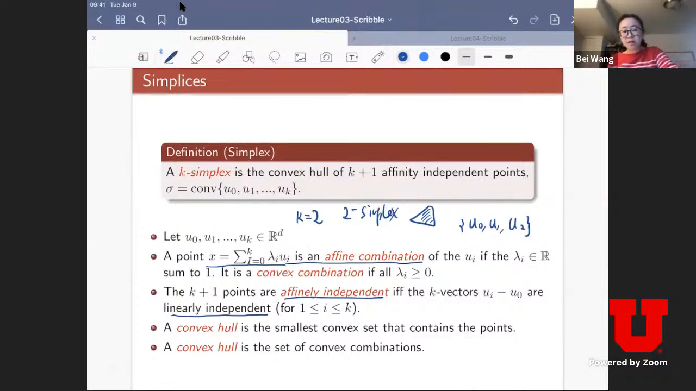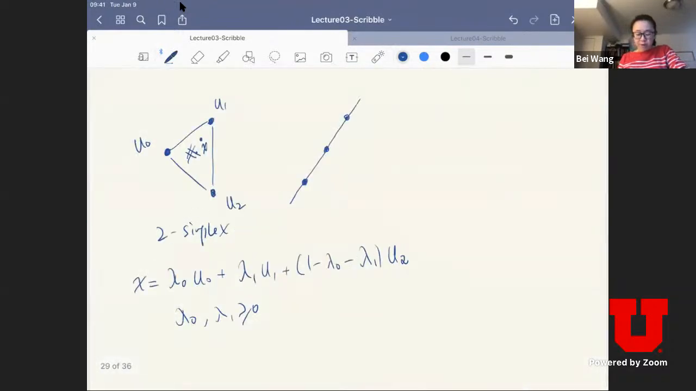So the definition is, right, if I just have one single point, this is what I call a simplex, then everything in this point, which is itself, is 1 times itself.